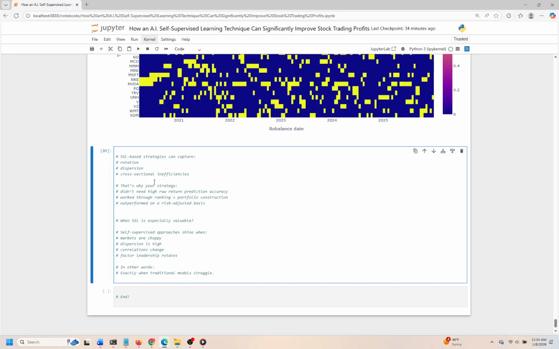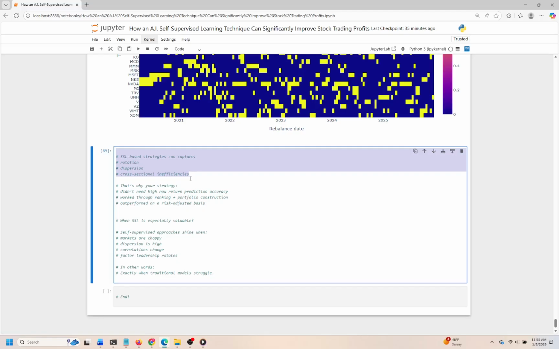Cell 29. In this cell, we're diving into the advantages of self-supervised learning, or SSL, particularly in the context of financial strategies. Understanding why SSL can offer robust insights is crucial, as it enables strategies to excel even amid market volatility and shifts. The key points highlighted here emphasize that SSL-based strategies can effectively identify patterns like rotation, dispersion, and inefficiencies across different sectors. This ability matters because it opens up opportunities that more traditional models might miss, especially when the market behaves unpredictably.